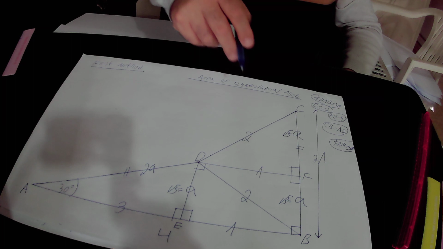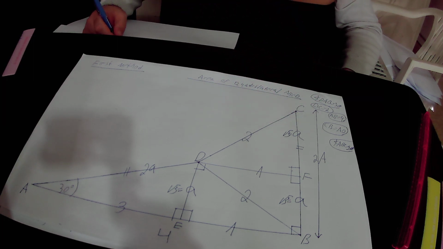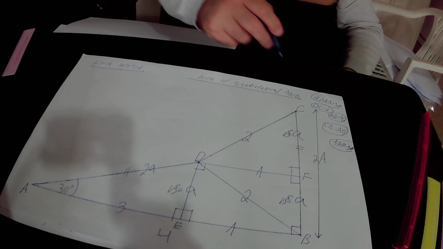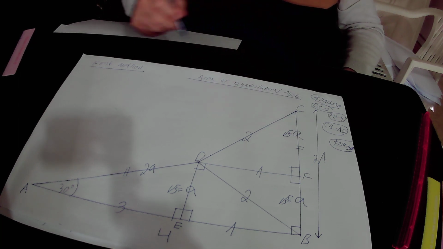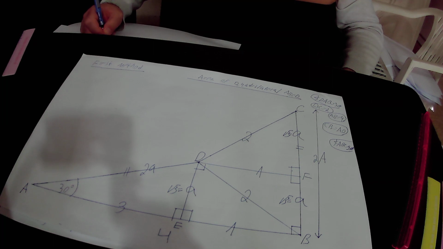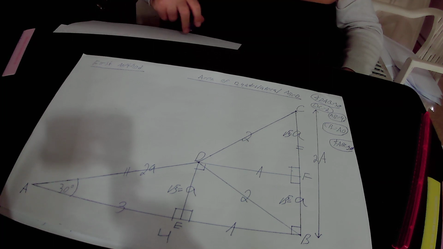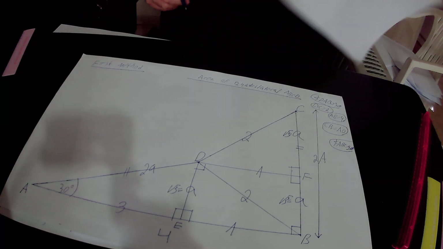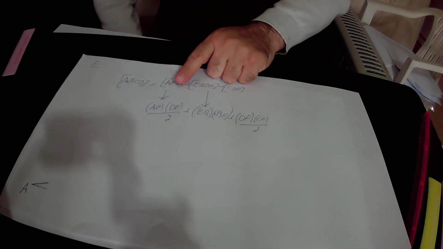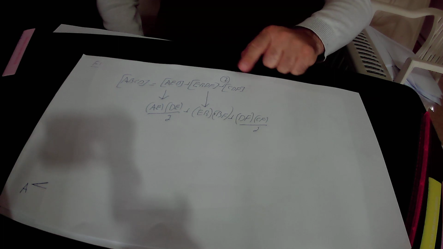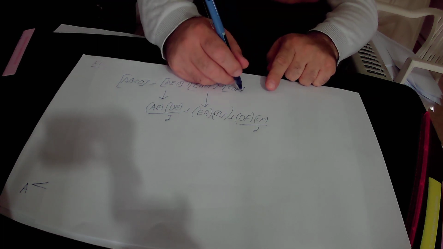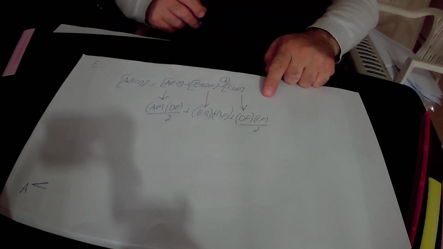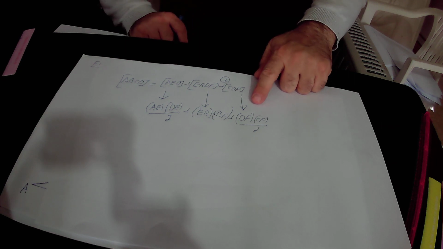And the area of the right triangle CDF equals the base of the triangle, that is DF, times the height to the base, that is CF, over 2. I repeat, the area of the right triangle CDF equals the base DF times the height CF over 2.